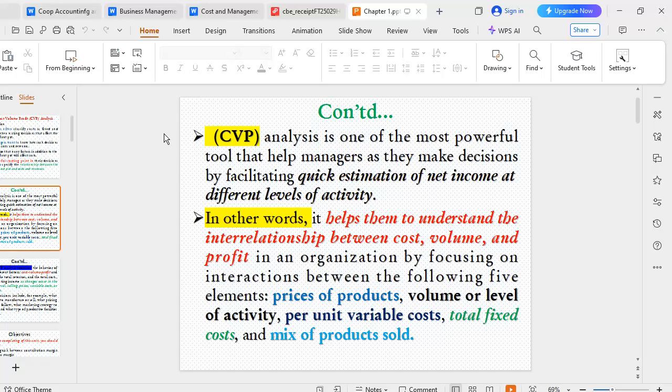So we should know the interrelationship between cost, volume, and the profit of the organization, but we should focus on those 5 elements. You should know the price of the product, volume, level of activity, per unit variable cost, total fixed cost, and the mix of the products.